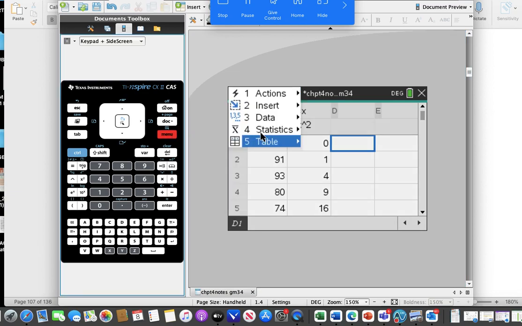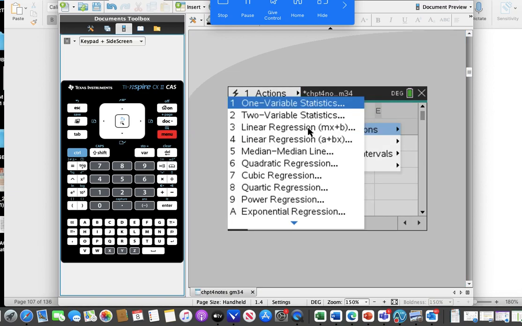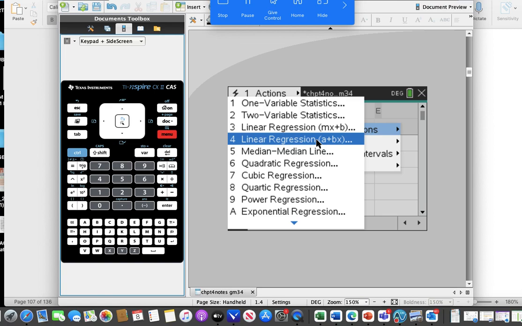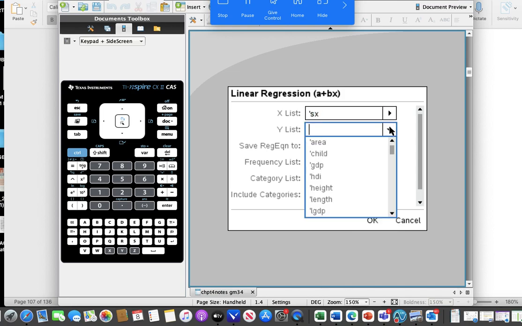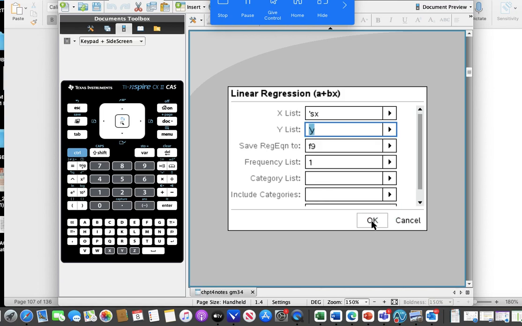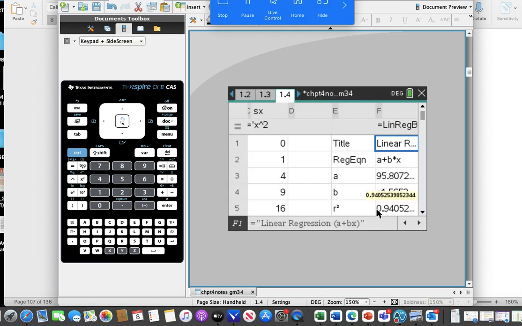Then I'm just going to write the equation for this one. So I want to get the equation: menu, stat calculation, a plus bx. Now I changed the X list, so I'd have to pick that one, and I didn't change the Y. So remember, we only ever change one of them. And there we go, I could write out the equation for that data.